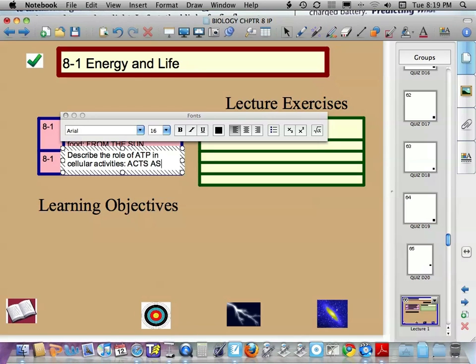ATP acts as a carrier of energy, like a battery, in the form of 3 phosphate groups.